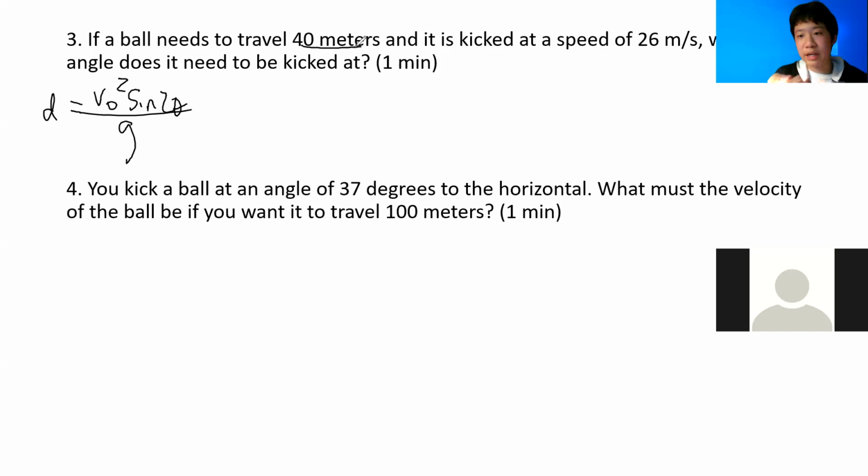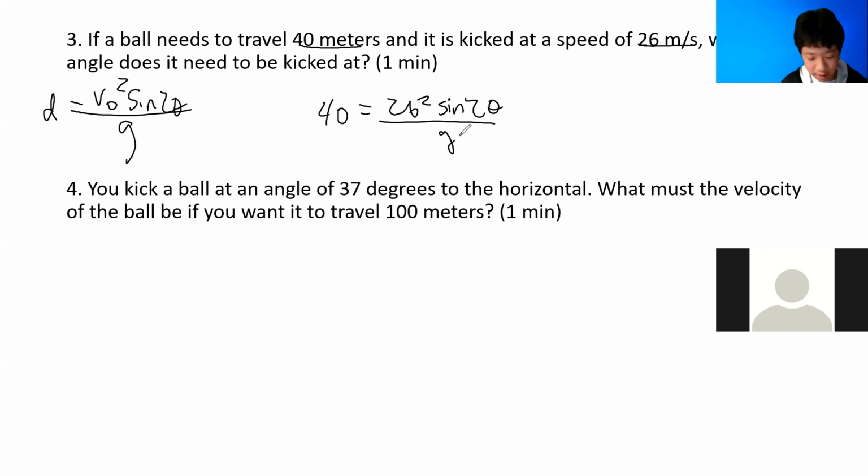All right, so now we have this problem here. Our displacement, we want it to be 40 meters, and our initial velocity is going to be 26 meters a second. So now we just need to plug this into our equation. 40 equals 26 squared sine of 2 theta over G. Now to solve for the sine of 2 theta, I'll get 40 times 9.8 divided by 26 squared. So my sine of 2 theta is going to be 0.55799. Okay, so that's going to be the sine of 2 theta.